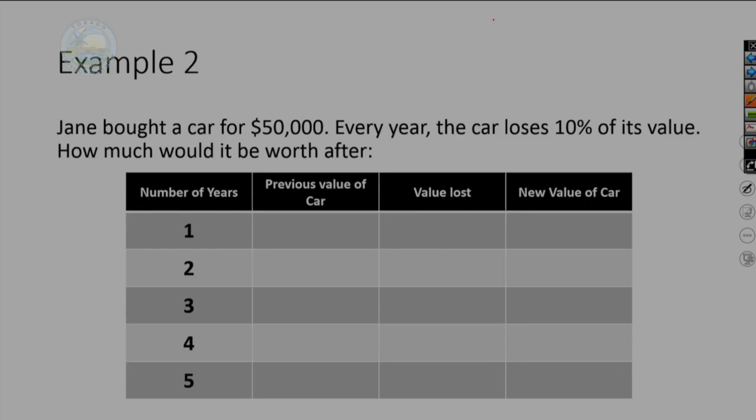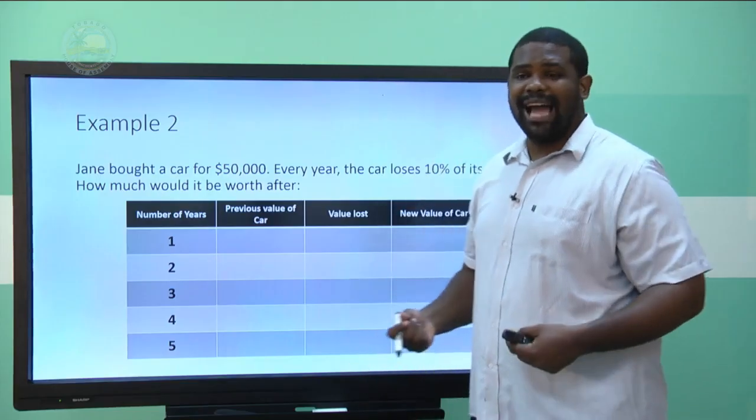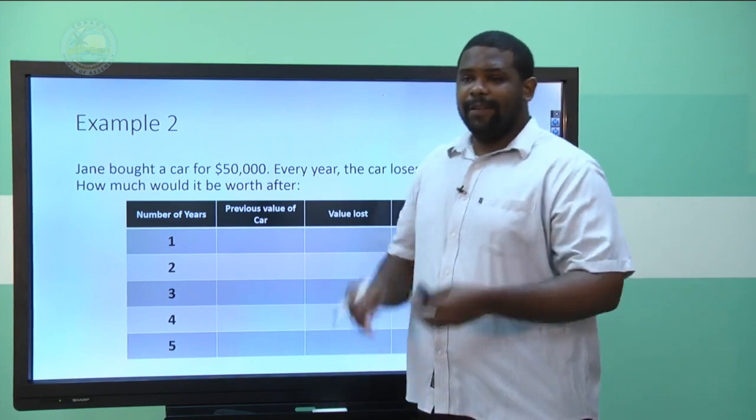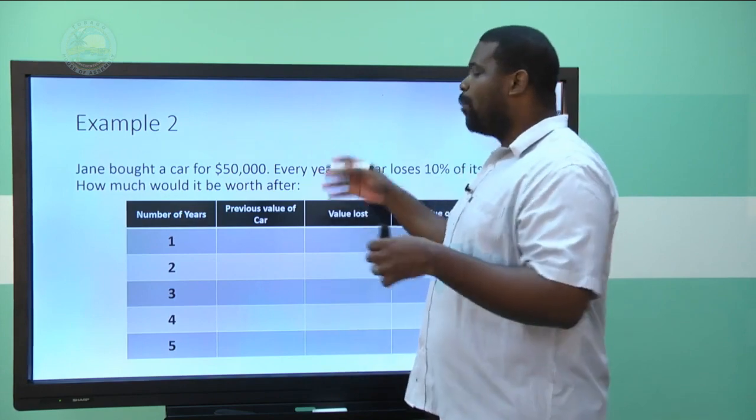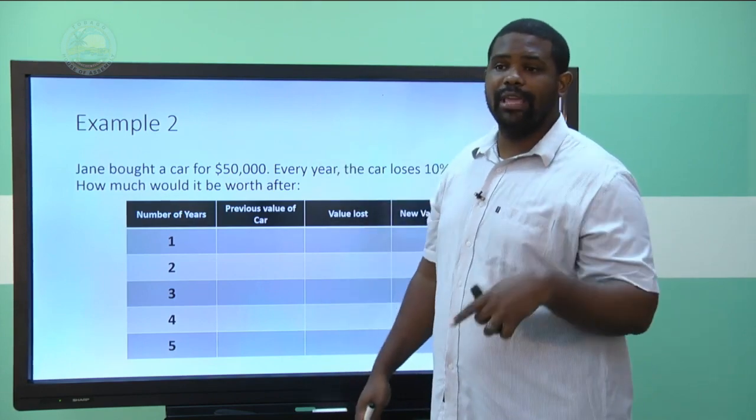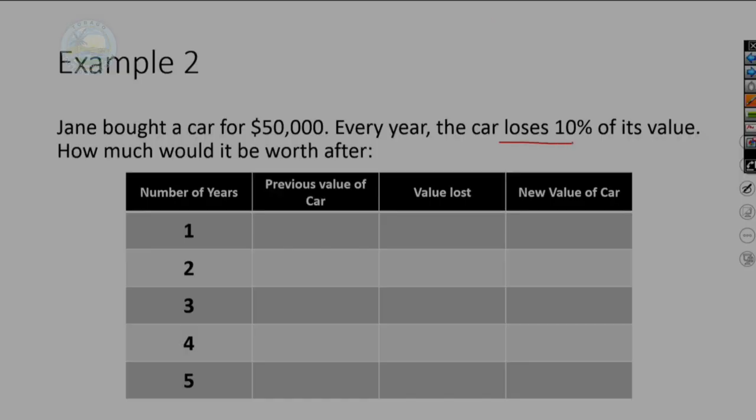So Jim bought a car of $50,000, and every year the car loses 10% of its value. Well, because the car is losing its value, the $50,000 spent on the car initially, the car will not be worth that as we go along. So what's going on here? Because the car is losing value, this is called depreciation. So appreciation, gaining value. Depreciation, losing value. Yeah? Now let's go through the question.